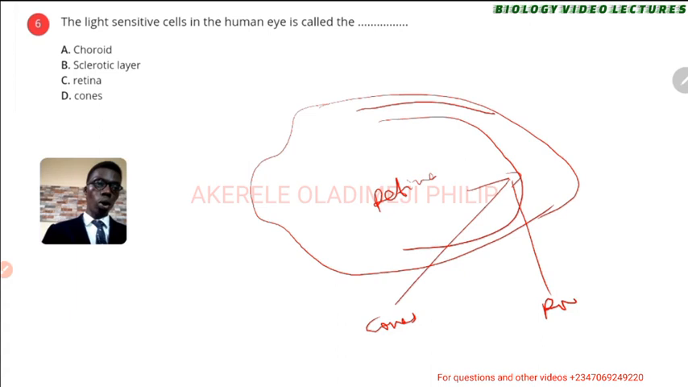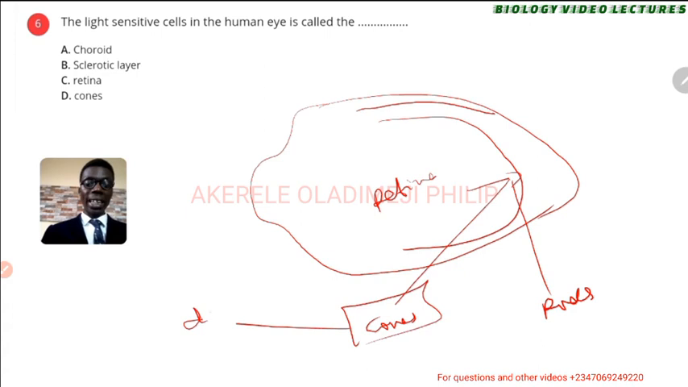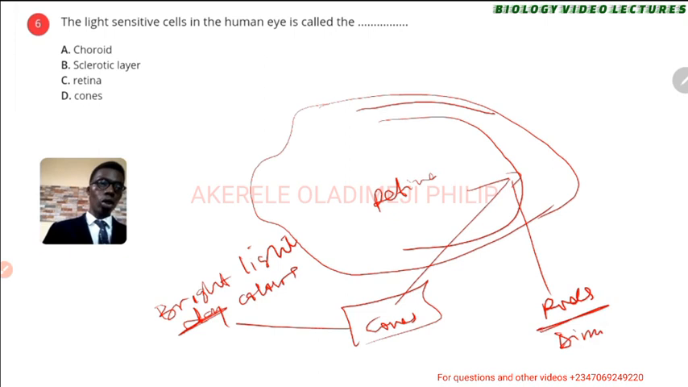Cone responds to bright light, or let me say day vision. We use it during the day, or bright light. Let me use the word bright. Bright light. And also helps us pick colors or substances of objects. While rods is used in dim light. So we use rod to see at night, and also helps to perceive the black and white part of an object, basically.